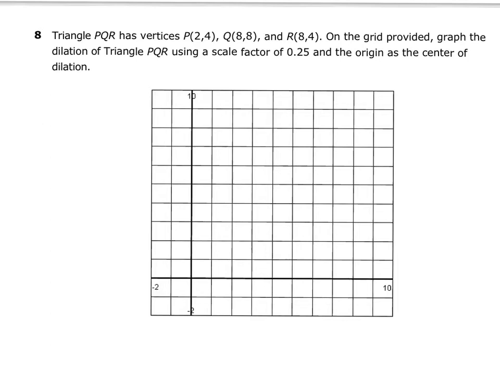Alright, point P right here is 2, 4. That's over 2, up 4. Right there. Point Q is over 8, up 8. That's right here. There's your Q. And then R was over 8, up 4.